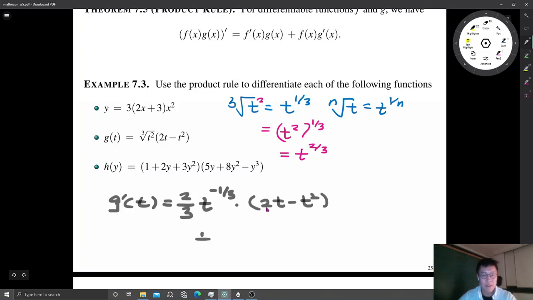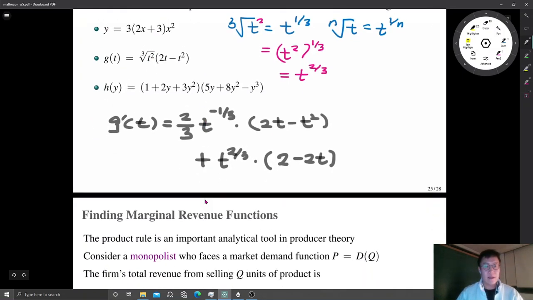And then plus. Now we interchange the order. So leave the first function alone and multiply by the derivative of the second. So 2t becomes 2 and t squared becomes negative 2. Okay? So that is the derivative of the product of these two functions, right?